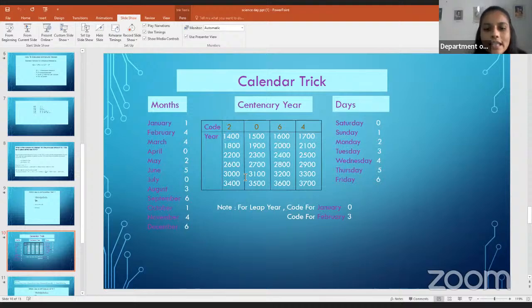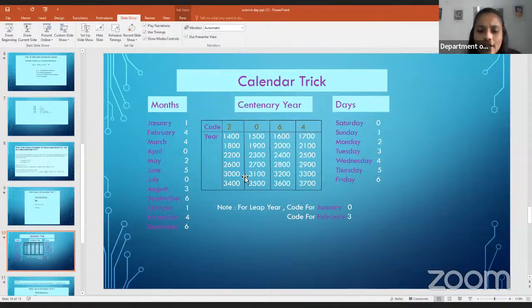Okay, so in this table of the years, if you see horizontally, you have years 1400, 1500, 1600, 1700. Then on the next row we have 1800, 1900, 2000, 2100. So in that way we have the years. Accordingly, we have made 4 columns of those years, and we have given them the codes 2, 0, 6 and 4. So this is basically the Vedic math behind this calculation of date.